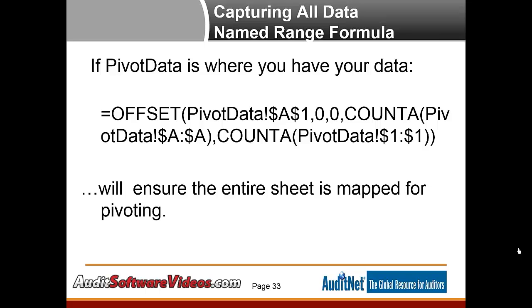What that'll do is it sets up an offset section where it's going to start at A1, and it's going to count over and then count downward all of the columns and rows so that it's dynamic.